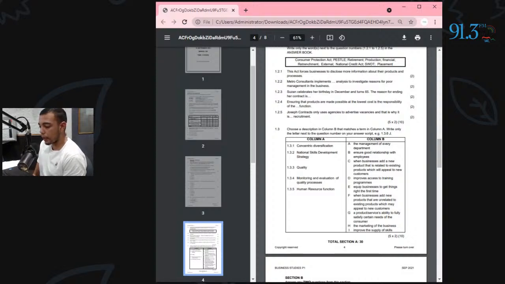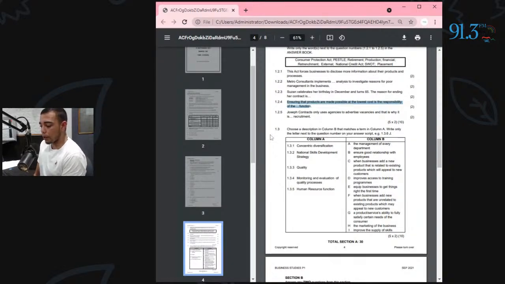1.2.4, ensuring that products are made possible at the lowest cost is the responsibility of the what function. So what functions are given to us? They are given two functions: the financial function and the production function. We know that the financial function doesn't take place here. So immediately we go for the answer, production function. Remember, this is part of the 8 business functions that you've learnt since grade 8.